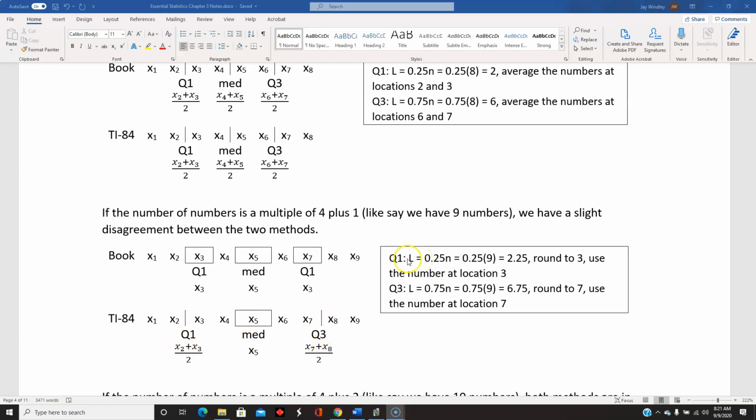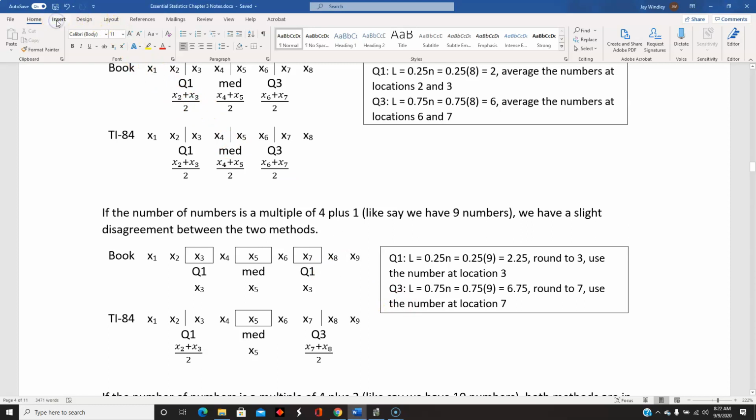Here's the book way of doing it. For quartile 1, find L by doing 0.25 times 9, since we have 9 numbers. And 0.25 times 9 is 2.25, which is always supposed to get rounded up. So we round up to 3, and we simply use the number at location 3. For quartile 3, you find L by doing 0.75 times 9, which is 6.75. You round that up to 7 and use the number at location 7.